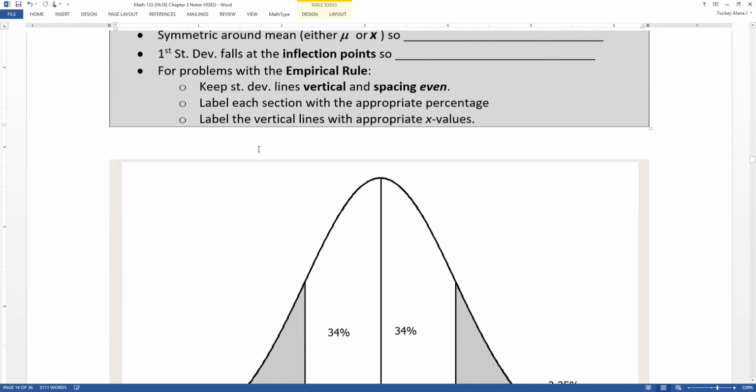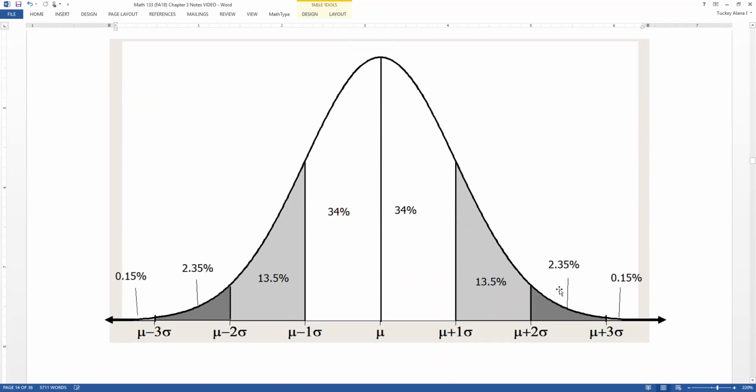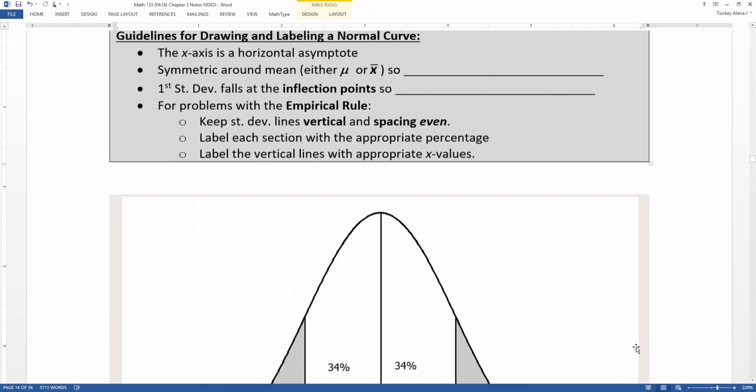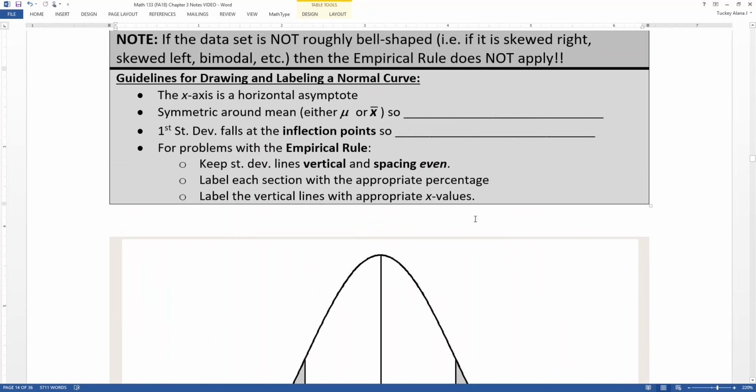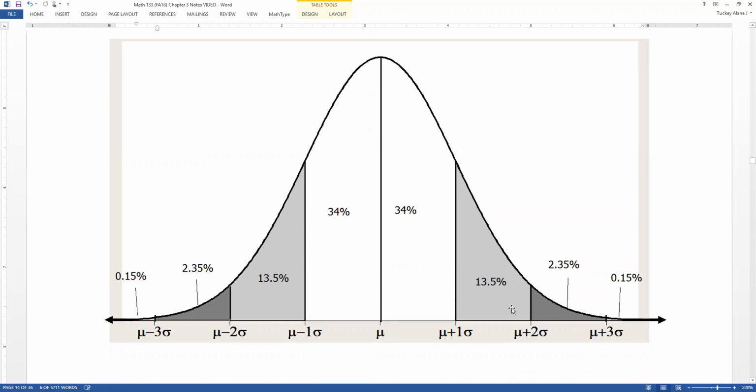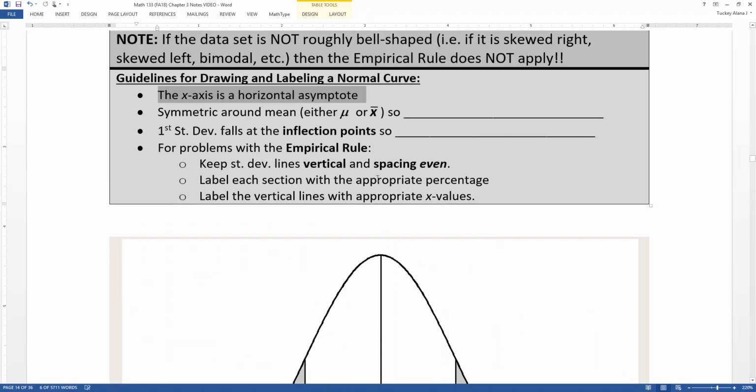Okay, so now I've drawn this curve by hand and it's also on your exam notes packet. So you don't actually have to recreate this curve here or on your notes packet, but you will perhaps have to recreate it on an exam or a worksheet. So let's take a moment and just look it over real quickly. The x-axis has to be drawn and it's a horizontal asymptote. So the x-axis is the horizontal line at the bottom and the curve gets closer and closer to it but never crosses it. That's what it means to be a horizontal asymptote.